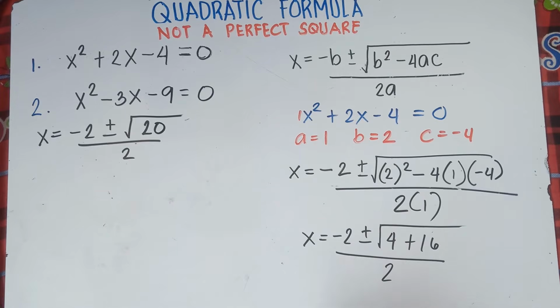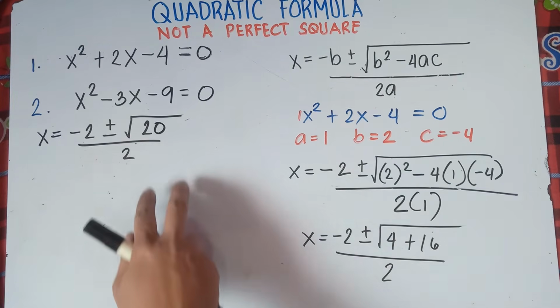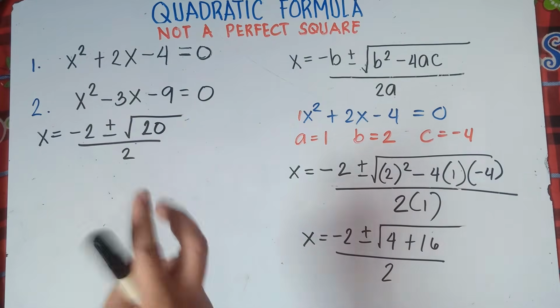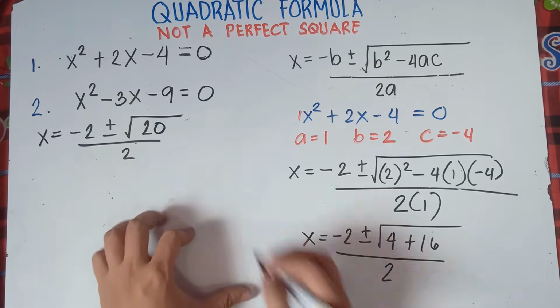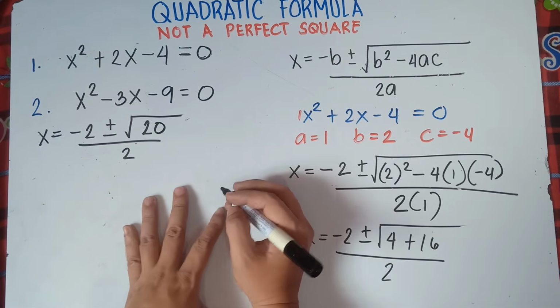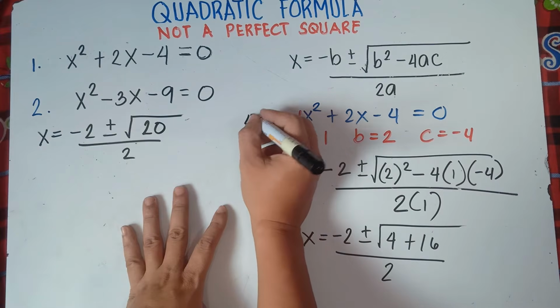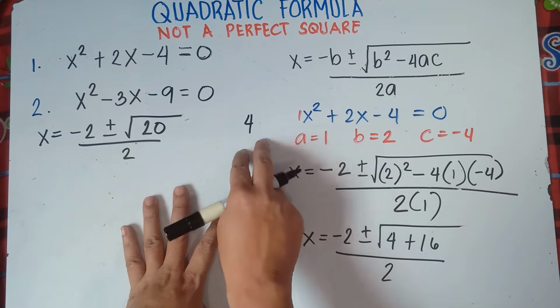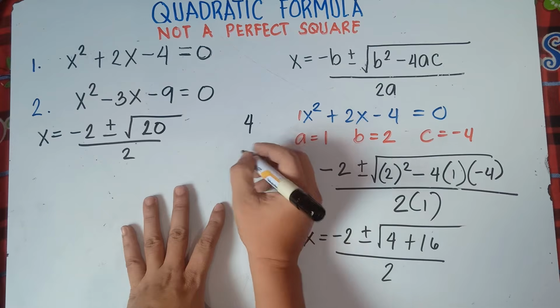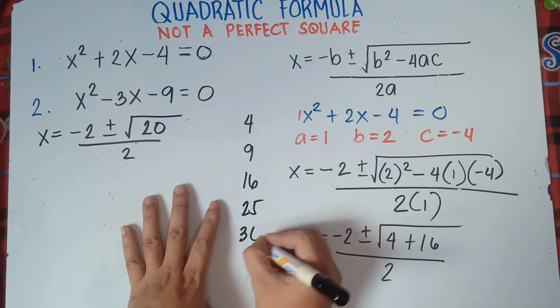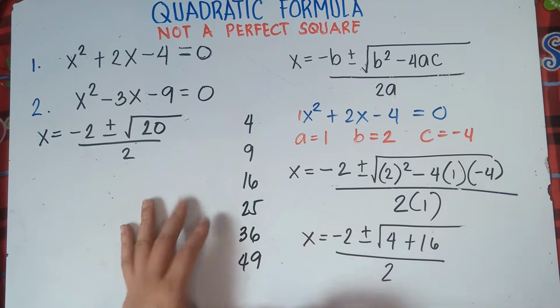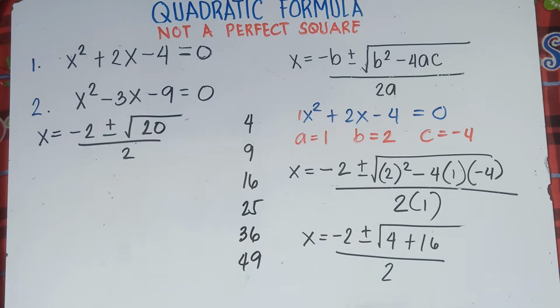You find two numbers that, when you multiply them, you will get 20. One number is a perfect square, the other is not. Now let's recall the perfect squares. You still remember the perfect squares? Of course, we will start with 4, or you can start with 1, but that's okay, we will start with 4: 4, 9, 16, 25, 36, 49, and so on. We call these perfect squares. Now you will be asking, sir, why do we call it a perfect square?